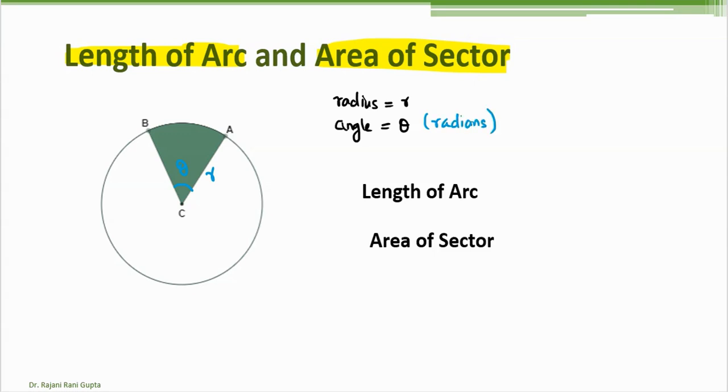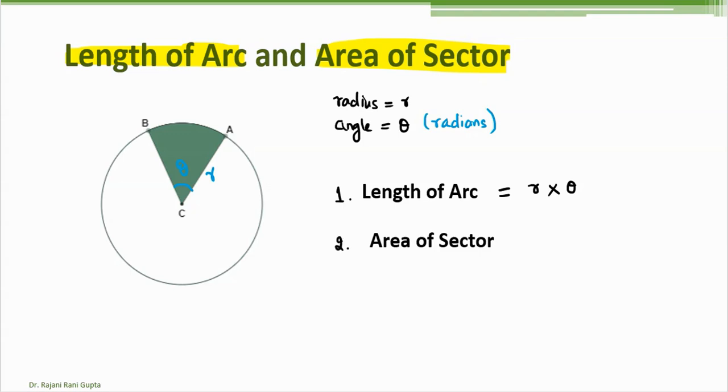When the angle is given in degrees, the formula for finding the length of arc and area of sector varies. That we will see in another video. Let's see the length of arc. To find the length of arc, what do we have to do? The formula is R times theta. Just multiply the value of R and theta and simplify. That gives you the length of arc.